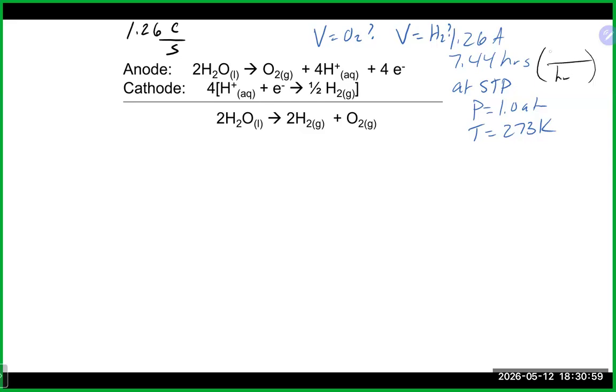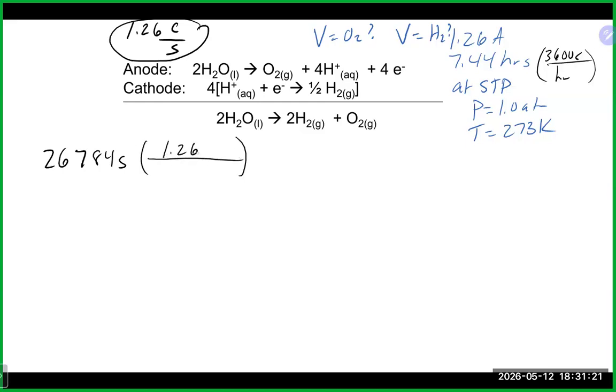So an hour is 3,600 seconds. That's going to get us 7.44 times 3,600, about 26,784 seconds. And again, we can use that now with our correct units, so we can see how things are going to cancel with our amperage. Multiplying those will give us our coulombs of charge, and that is going to get us 3,374.784 coulombs.